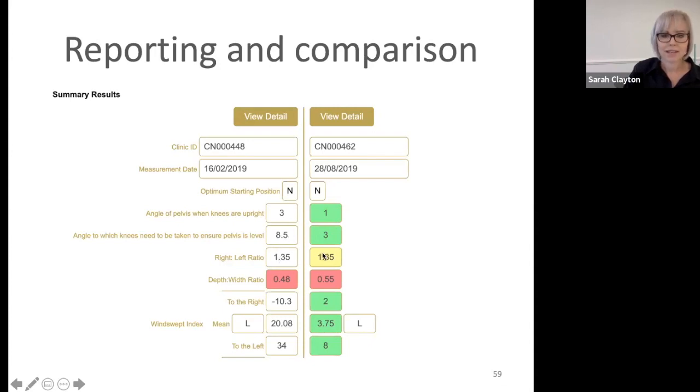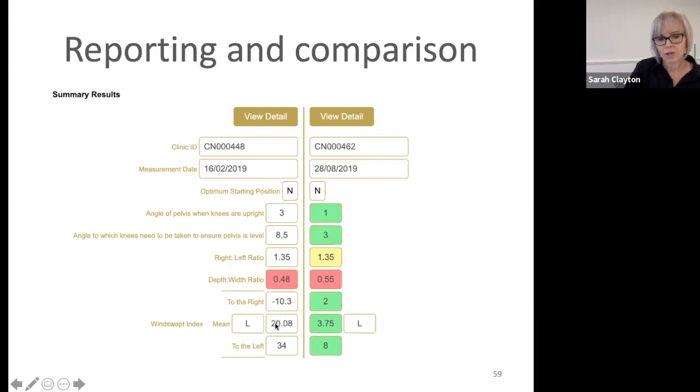Right-left ratio, exactly the same. Depth-width ratio has improved. We've gone from way too flat, and we're decompressing. And then here we have this young woman's windswept index, so absolutely to the left. Remember what we said about if we've got to the left, we're probably looking at a clockwise chest rotation and so on. So these numbers make sense.